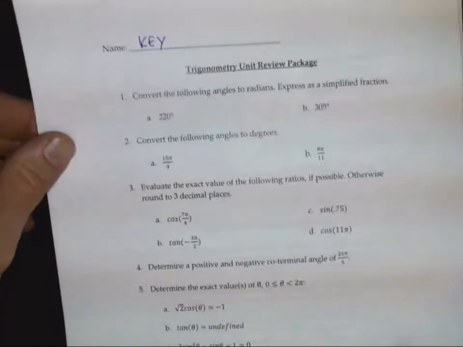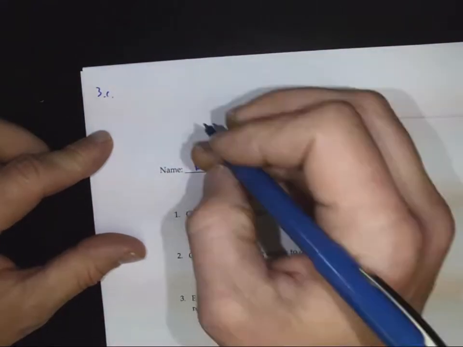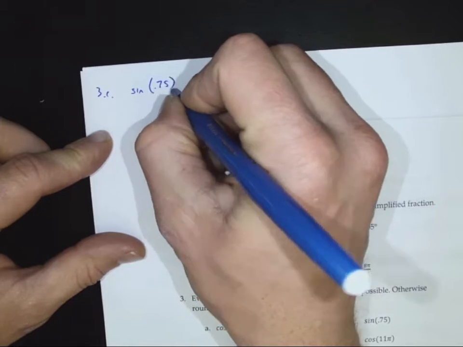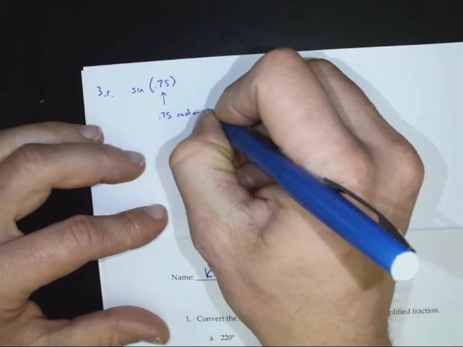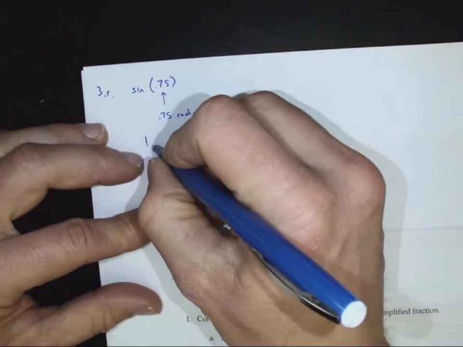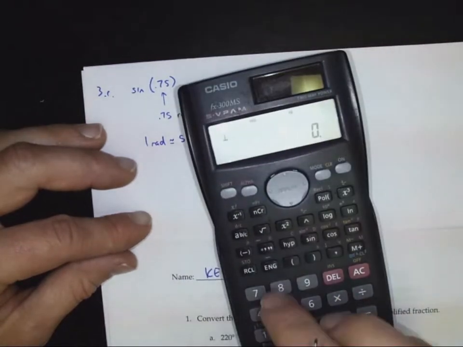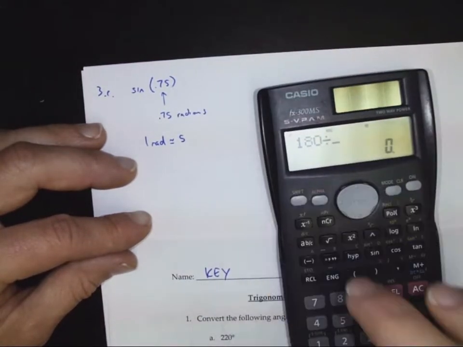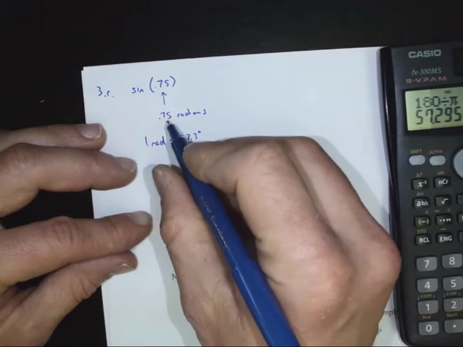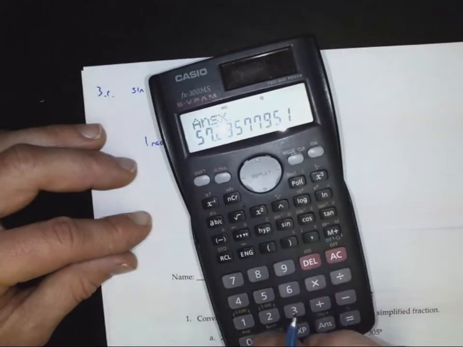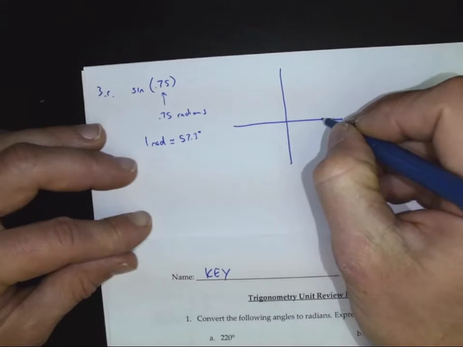Okay, moving on, we have question 3C here. 3C gives us the ratio of sine of 0.75. Now, 0.75 means 0.75 radians. As you might remember, 1 radian is equivalent to, I always forget this off the top of my head, 180 divided by pi, 57.3 degrees. So 0.75 radians is 0.75 of that. It's 43 degrees, roughly.